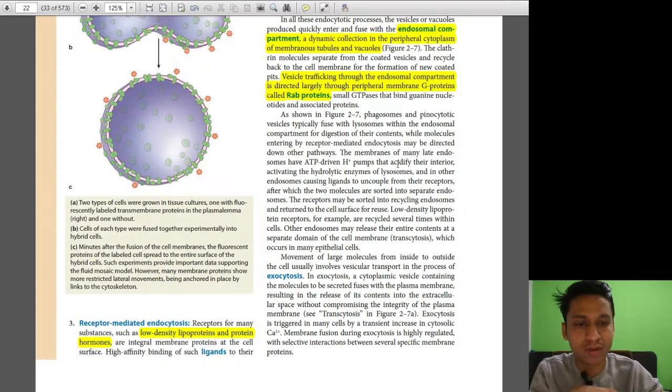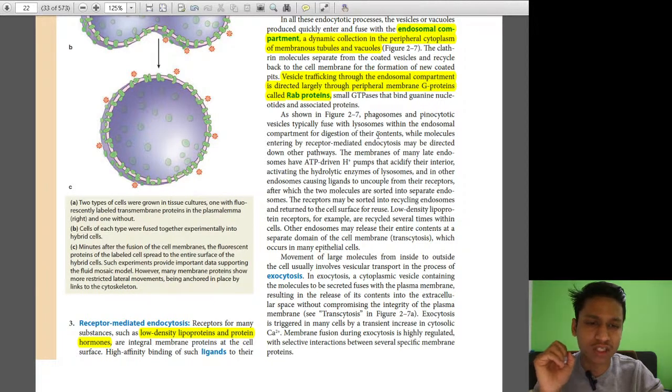vesicle. So phagosomes and pinocytotic vesicles typically fuse with lysosomes within the endosomal compartment for digestion of their content, while molecules that enter by receptor mediated endocytosis may be directed down other pathways. The membrane of many late endosomes has an ATP driven hydrogen pump that acidifies their interior, activating the hydrolytic enzymes of lysosomes, and in some endosomes causing ligands to uncouple from their receptors, after which the two molecules are sorted into separate endosomes. Okay. The receptor may be sorted into recycling endosomes and returned to the cell surface for reuse.